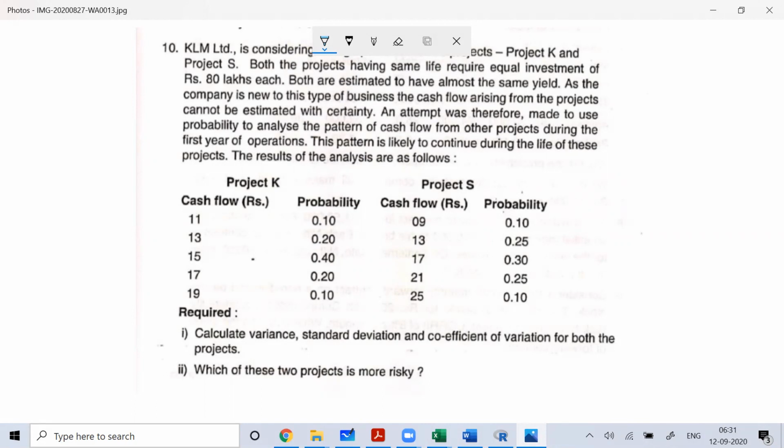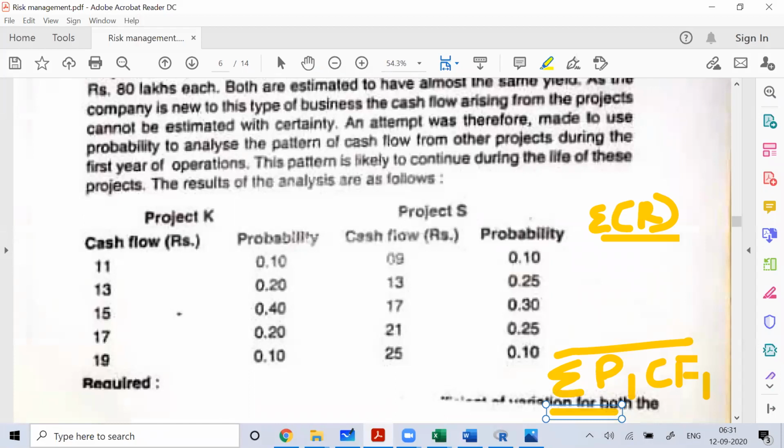Once you get that expected value, subtract it from the cash flow, do the square of that, multiply with probability, and take the sum of that. So you get the variance. Do the square root of that, you get the standard deviation. Standard deviation divided by expected value into 100 gives the coefficient of variance. Find it for both of them; whichever has the lesser coefficient of variance is more risky. So you can try solving this. It's not at all a difficult problem to work on. Fine.